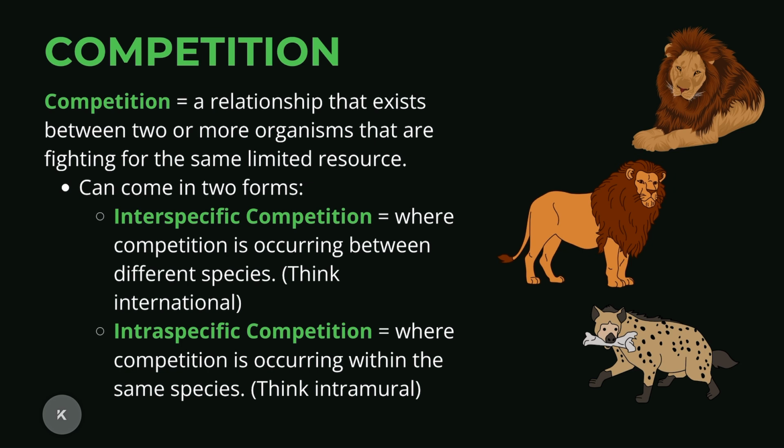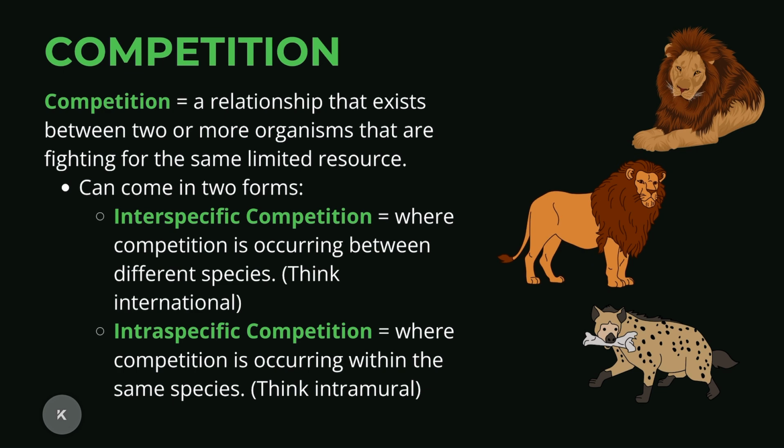Our next type of interaction is competition. This is a relationship that exists between two or more organisms that are fighting for the same limited resource. And you have two types of competition: interspecific competition and intraspecific competition. Interspecific is competition between different species. So think international, right? Those are different nations, different countries that are interacting with each other. Intraspecific is where the competition is occurring within the same species. Think intramurals. You have intramurals within the same college, competitions within the same college.